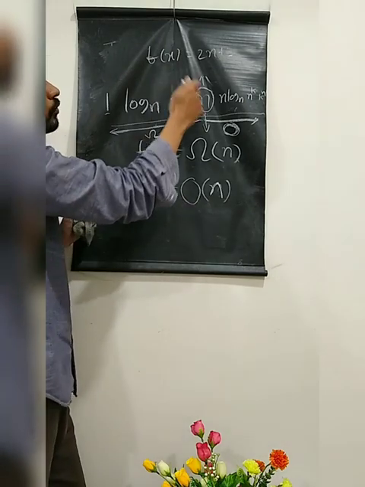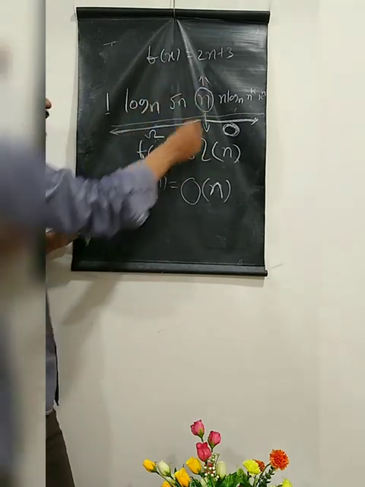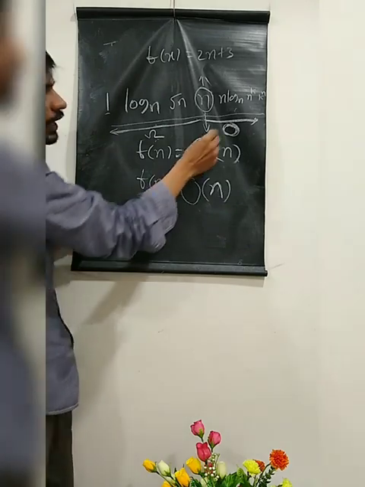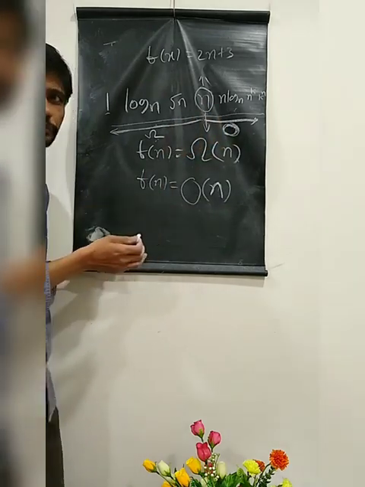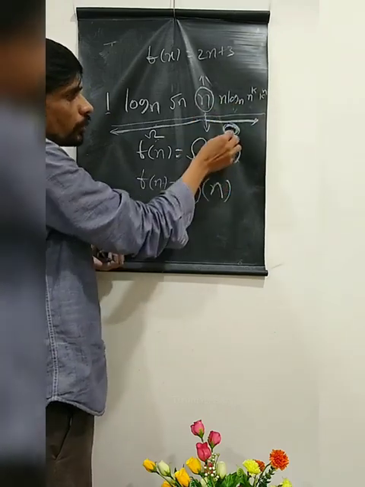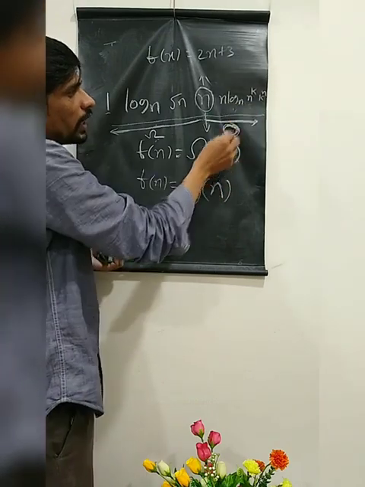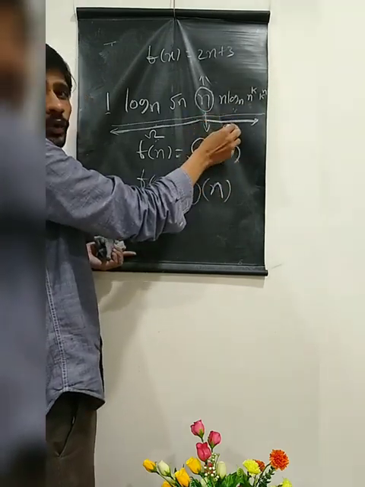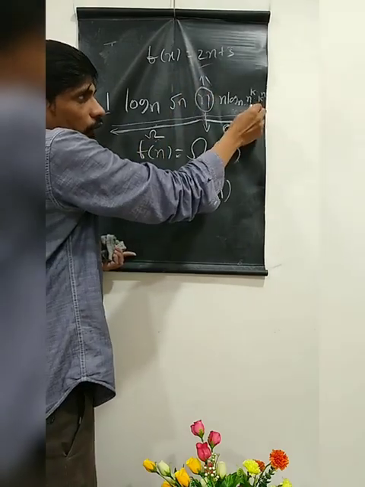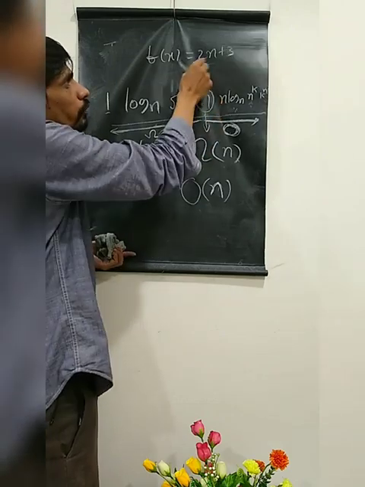So for this function, this is my big O and this is my big omega. Not only n, n log n can also be a big O for this function. N power k can also be one of the big O representations for this function. Not only that, k power n can also be represented as big O for this function.